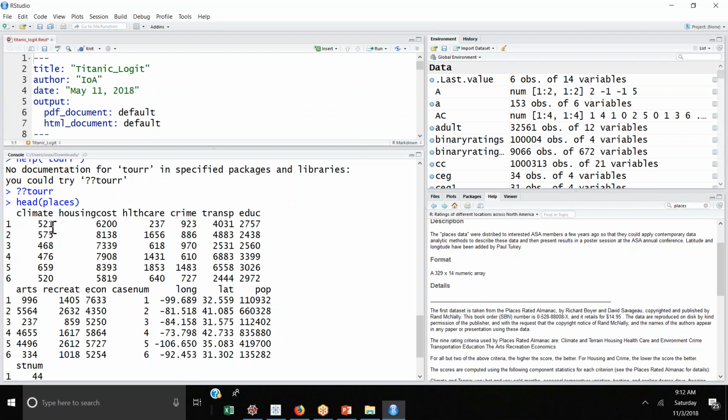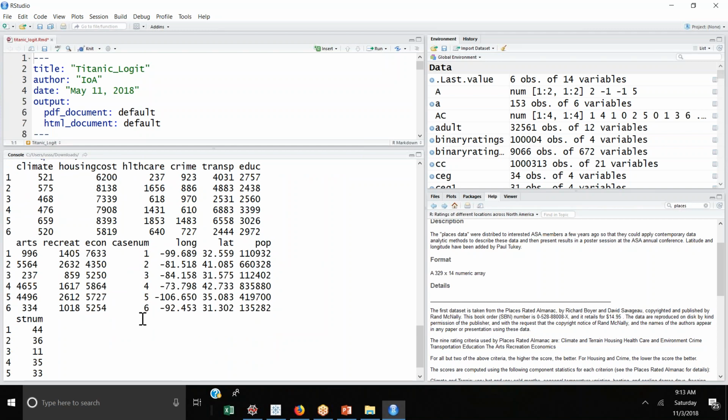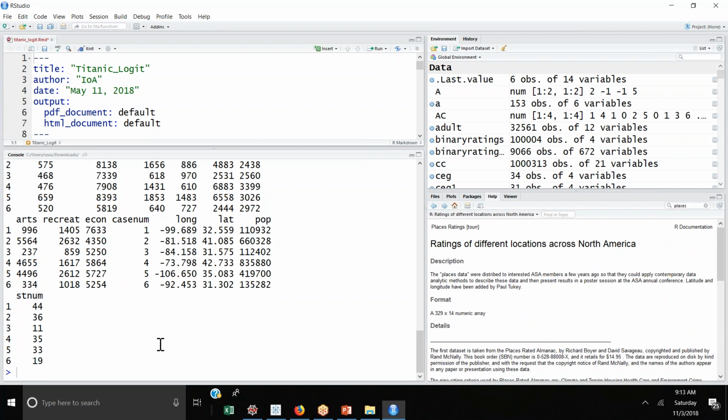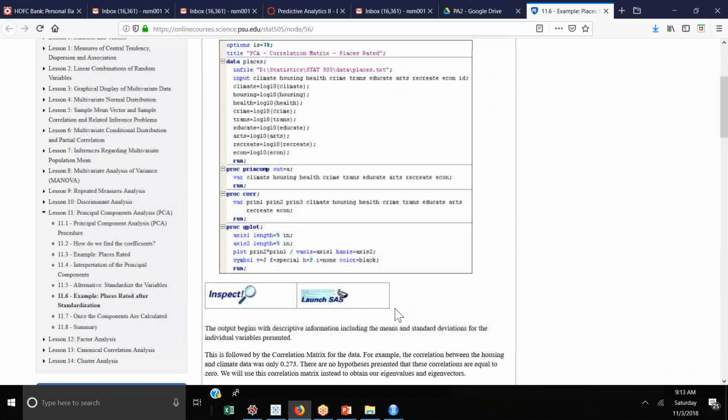Its climate is rated with 521 or whatever. Don't worry about those numbers right now, because in the worst case scenario we are going to standardize them. Housing cost, healthcare availability, crime, transportation facility, education level, availability of arts, availability of recreation, the economy of the place. And these are the case numbers 1, 2, 3, 4, 6. I have only printed 6. The remaining are longitude and latitude, population size, and state number. I think it is state number. So we can check those variables here. Let's see whether I can get it here. Perhaps that can help.